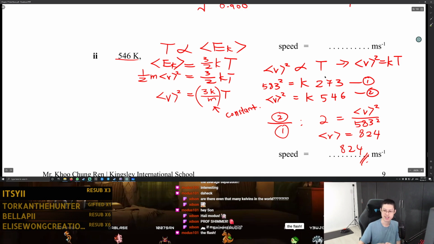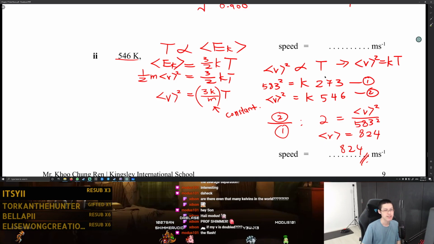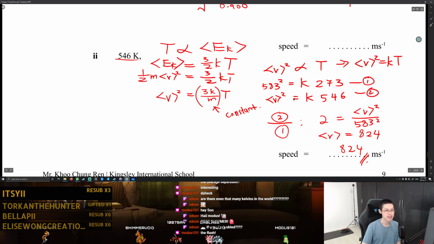The flash. Bungo tap. That emote is so cute.